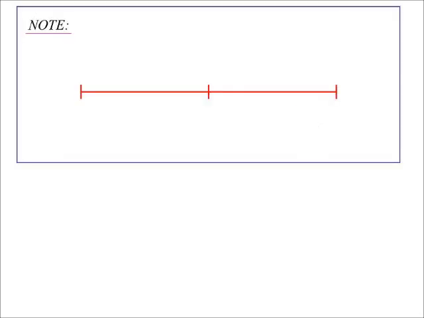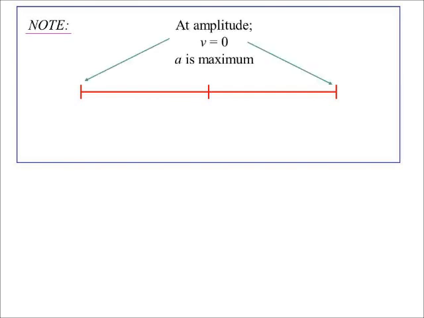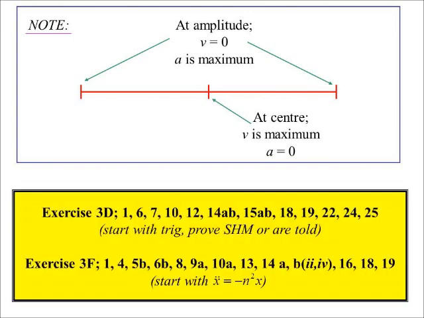So there's basically the path of our poor little particle. At the end of the amplitude, that's where velocity is going to equal 0, but it'll also be where acceleration is a maximum, because it's proportional to displacement. Whereas at the centre, velocity will be at a maximum, but acceleration will be 0. Acceleration will be 0. So 3D, 3F, with 2 we look at.